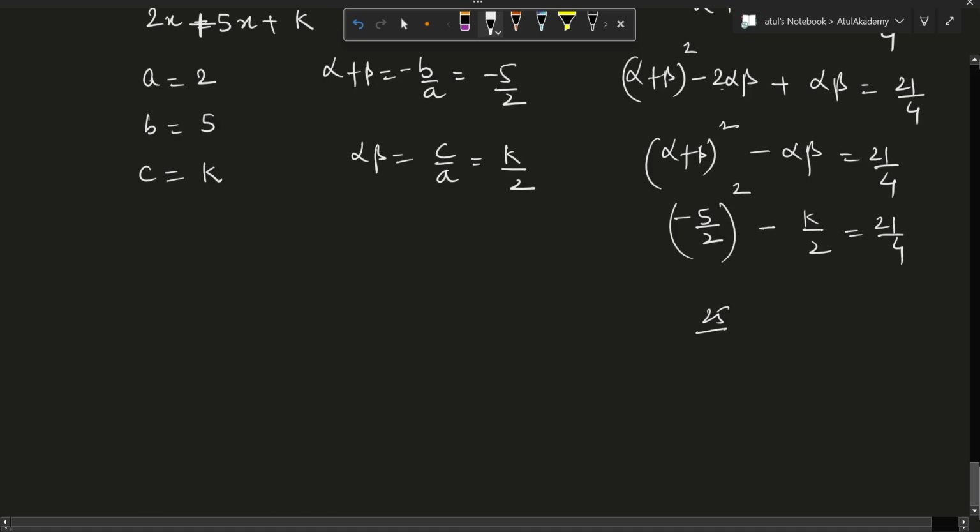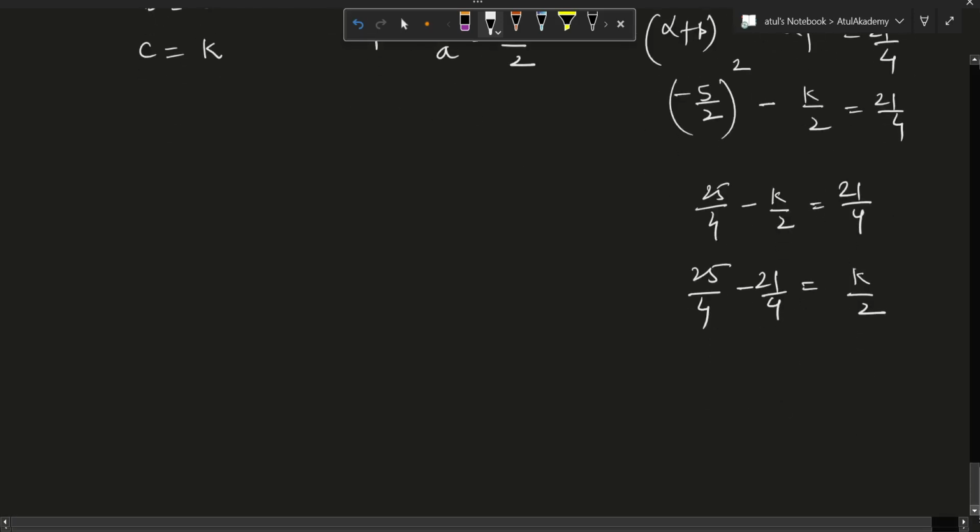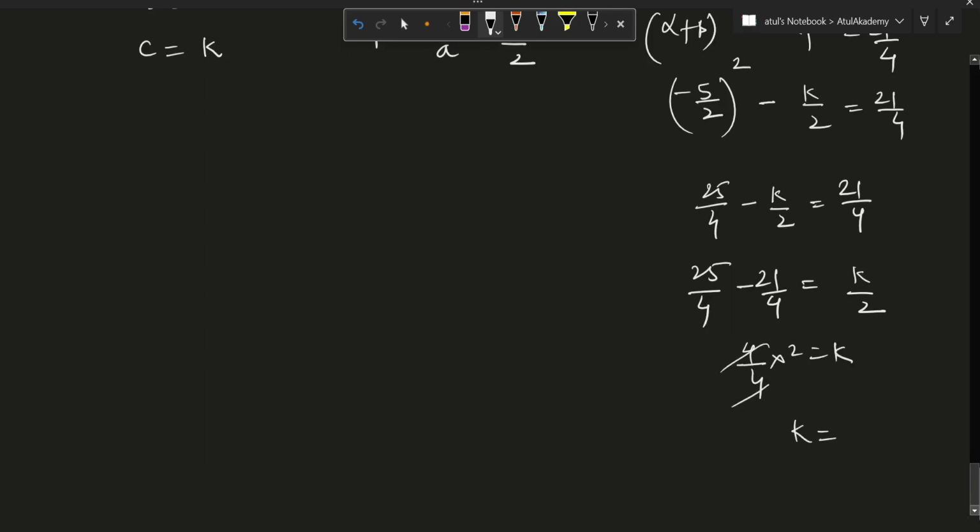So it will be 25 by 4 minus k by 2 is 21 by 4. Variables take on the other side. 25 by 4 minus 21 by 4 is equal to k by 2. So what I'm getting over here, 25 minus 21 is 4, 4 by 4 into 2 is k. So k is 2. Got your answer? This is what we were supposed to do in this. I hope this verification of coefficients and how to solve for all these things is clear in this video.